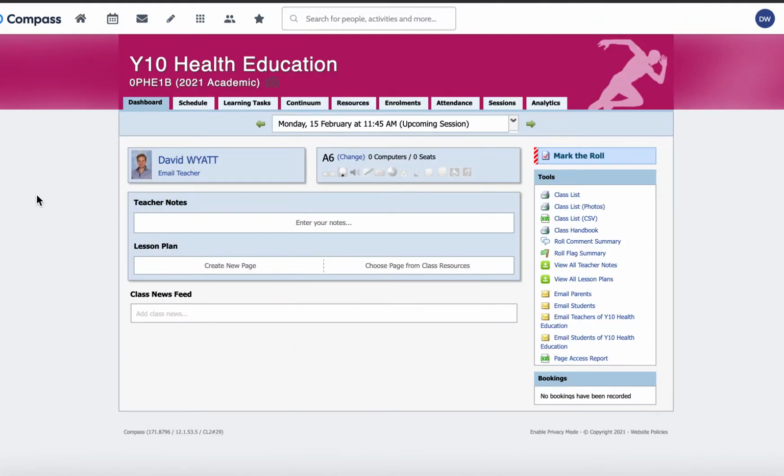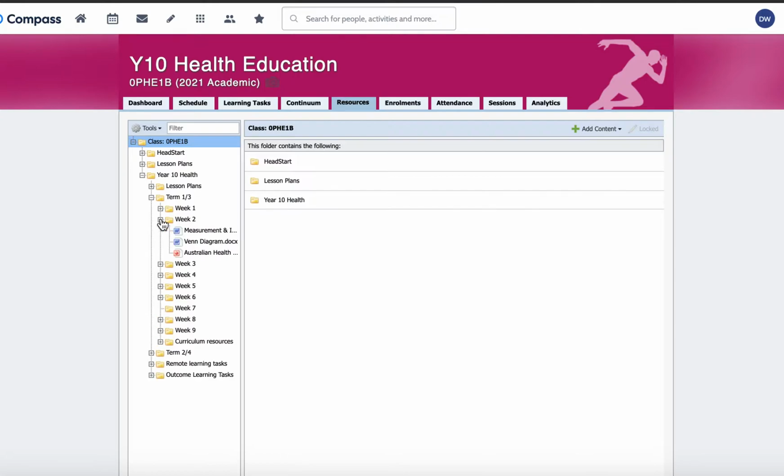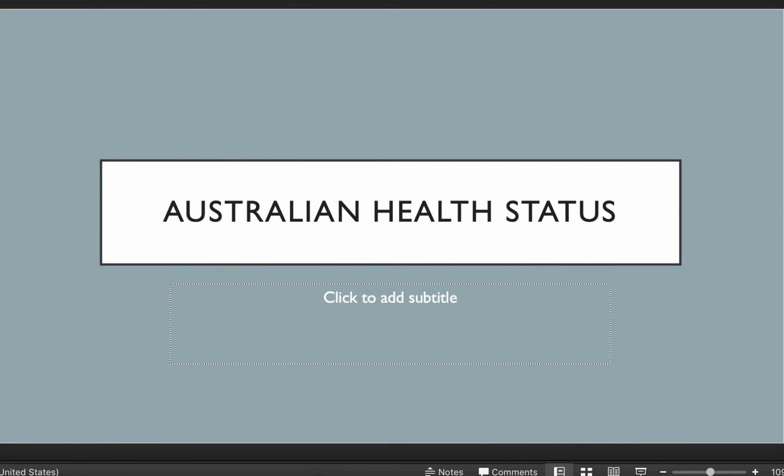During today's lesson, the information that you're going to need is under our Year 10 Health Compass page, over in the Resources tab. If you open up our Year 10 Health, Term 1, we're going back to Week 2, and we've got this PowerPoint here, Australian Health. The other item I'm going to direct your attention to is this measurement and indicators glossary once we've completed this task.